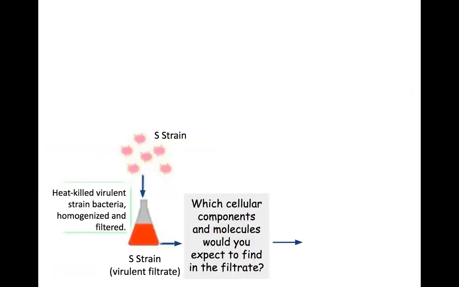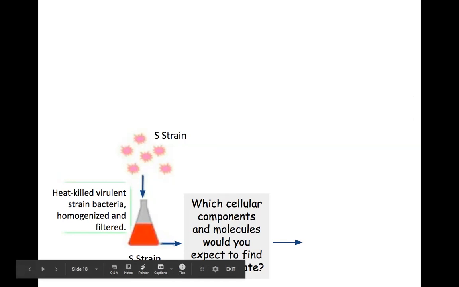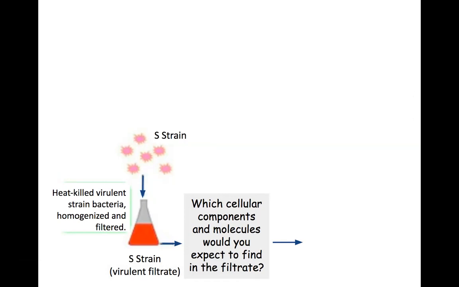All right. Now, first of all, you would take the live strain bacteria that you have around you, then you would provide heat to destroy the bacteria, then you would homogenize it. What that means is you would blend it and break it apart. Then that becomes what we call the virulent filtrate. So this virulent filtrate will then be composed of cellular components and molecules inside the filtrate.